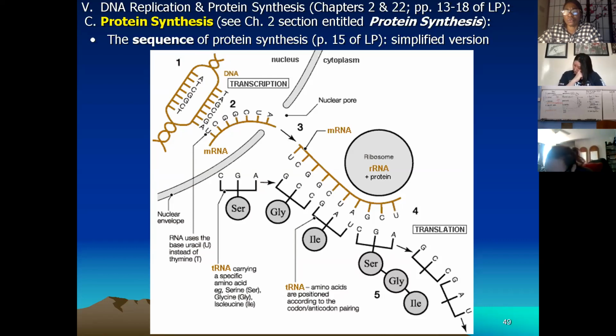This is kind of like all the preliminary stuff before we get to the meat and potatoes of protein synthesis. You do have to know the structure of DNA and RNA and the differences between DNA and RNA, because you're going to see all three forms of RNA in protein synthesis.